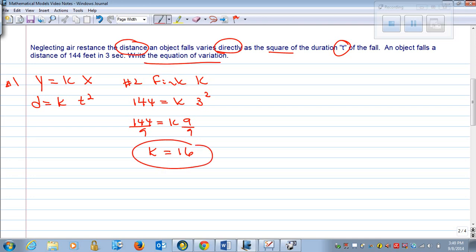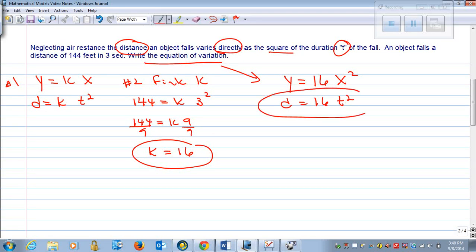The equation of variation would be written this way: y equals our k value of 16x, and in this problem we should have written distance equals 16t squared. This would be your equation of variation. Notice how much that looks like a quadratic in this case. That is your equation of variation. Let's go on to the next example.